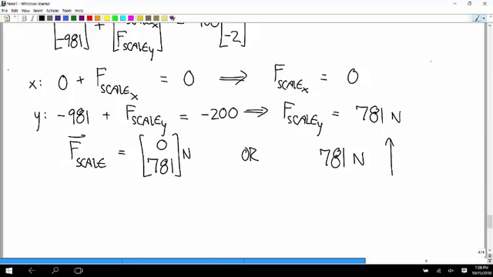For F net. That's right. Yep, that's right. The weight is still the same. The weight is the force that gravity applies, and that never changes. What changes is just what the scale reads.